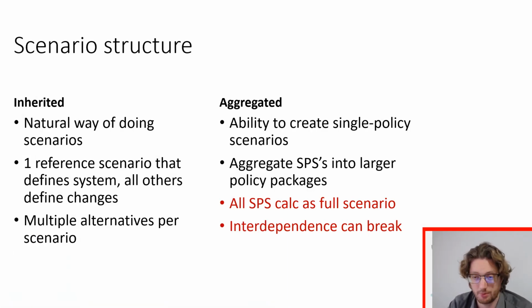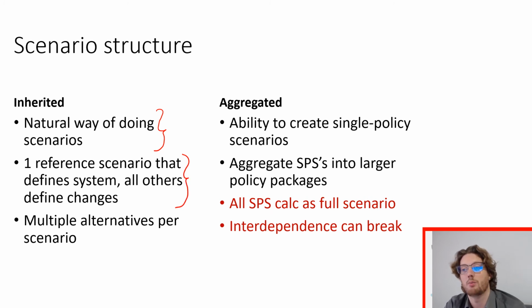So again, to reiterate, both in terms of benefits and costs, the inherited way is a mentally quite natural way of doing it. You have a baseline scenario, you make a new scenario that has a few changes, that's a new main scenario, make another scenario next to that has different changes, probably in the same places, and that's a different scenario. And that means you have one reference scenario that defines your system, like how things develop in general, and then every other scenario just defines all the changes, deviations to that system itself.